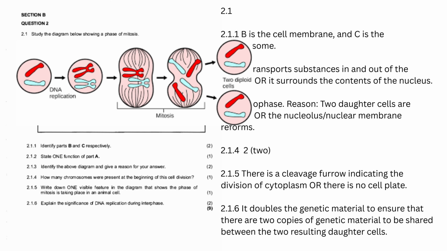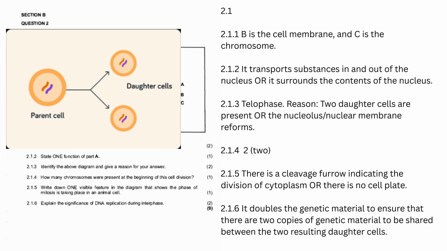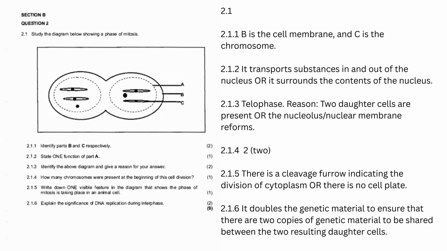Imagine trying to build 2 identical Lego sets, but you only have one manual. You need to photocopy that manual first by doubling the DNA during interphase. The cell makes sure there are 2 complete copies, so that when division happens, each daughter cell walks away with everything it needs to function. I hope that makes sense.